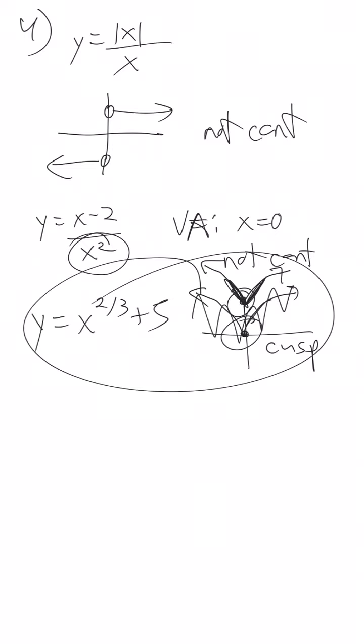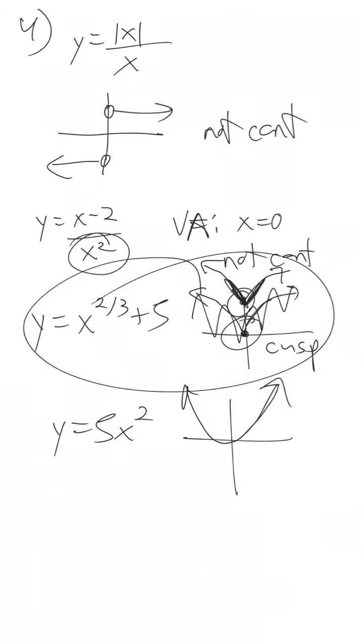Let's just check out the last one. The last one says y is equal to 5x squared. This thing is continuous and differentiable. I mean, come on. That's a continuous, differentiable polynomial. So the answer had to be C.